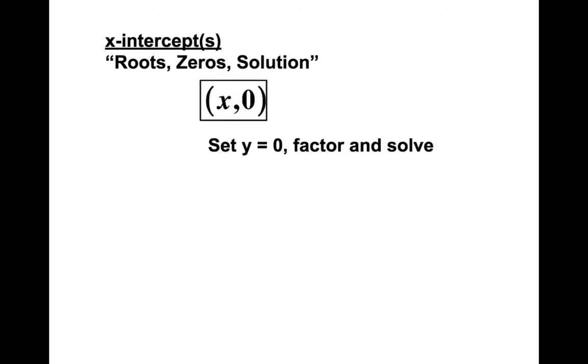Your x-intercepts, mathematicians couldn't decide what they wanted to call this, so they call them x-intercepts, but they also call them roots or zeros or solutions. All of these basically mean the exact same thing, which is where does it cross the x-axis? So my x-intercept is a point, x comma 0, where you set y equal to 0. You'll have to factor that and solve.